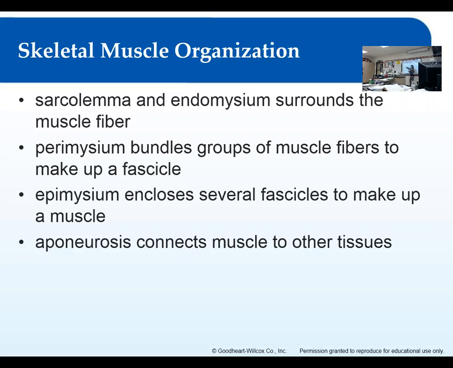Now the perimysium, peri means around, right? So it'll be easier if you memorize these in order. Endo, peri, epi, goes in that order. These bundle up groups of muscle fibers to make what's called a fascicle.